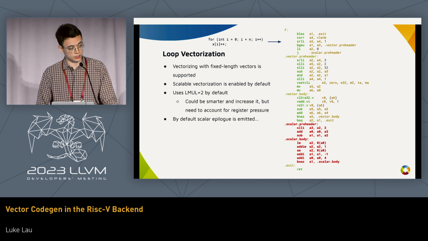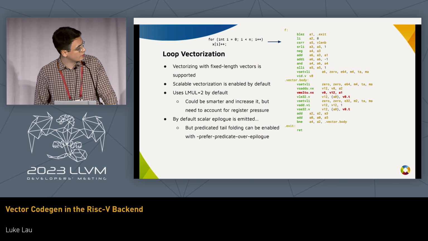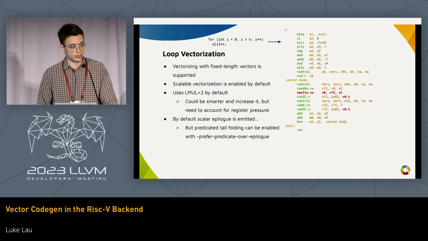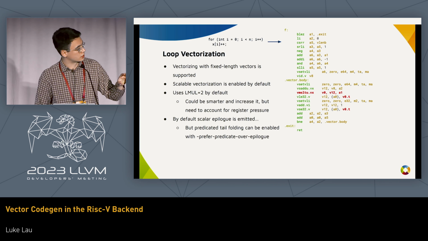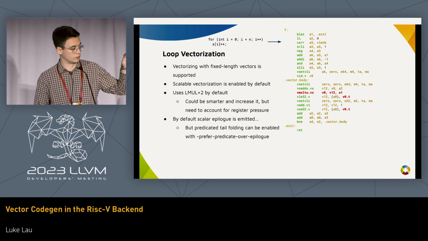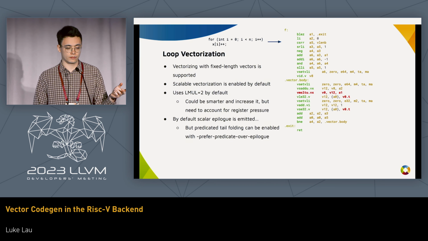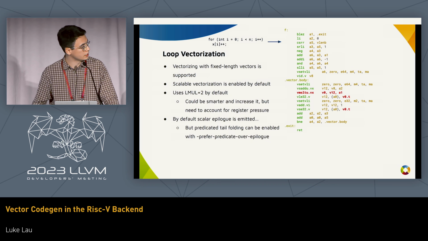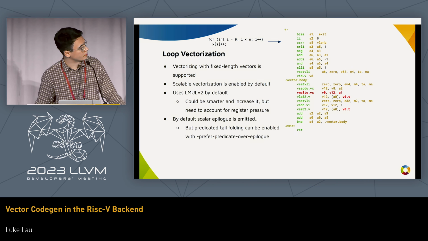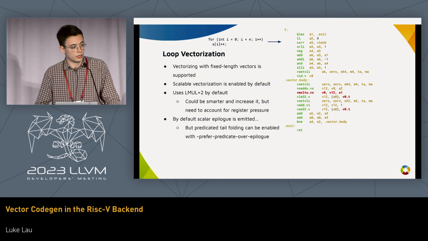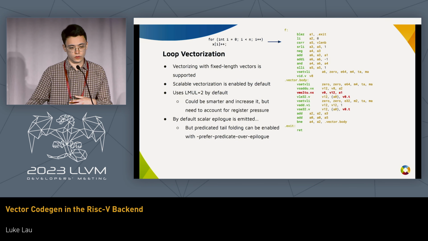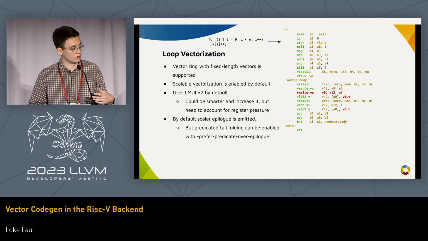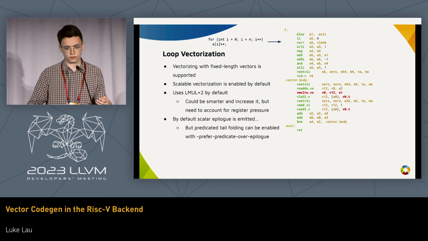And one way that we can do that today in LLVM is with this prefer predicate over epilogue flag. We can perform tail folding, as it's called, and move the tail into the vector body by masking the vector loads and stores so that they won't trap on these remainder iterations. And you can see here how we have to perform this mask computation in the loop. Unfortunately, whilst this is good for code size, it does increase the amount of work that we perform inside the vectorized loop. So it can be negative for throughput.